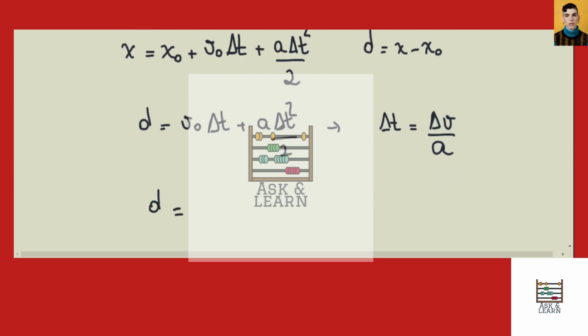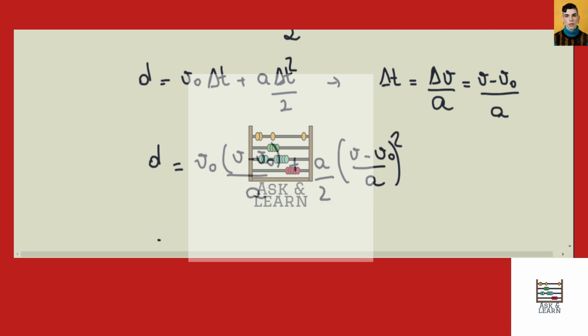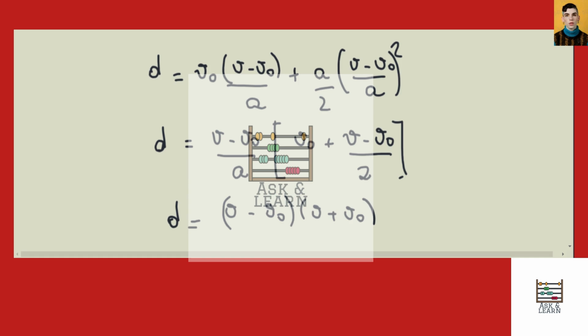So we have that d is equal to, and actually, before carrying on, I want to remind you that delta v is v minus v0. So we have that d is equal to v0 times (v minus v0) divided by a plus a times ((v minus v0) divided by a) squared divided by 2. So d is equal to (v minus v0) over a times (v0 plus (v minus v0) over 2). So d is (v minus v0) times (v plus v0) over 2a.